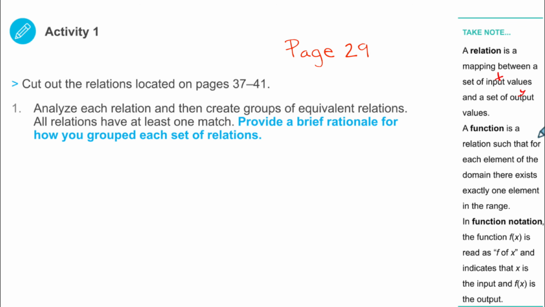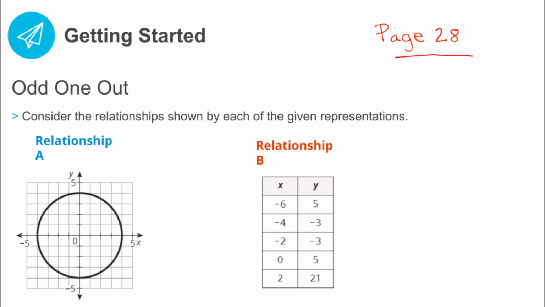And if every input has only one output, then we call it a function. And then function notation is read f of x. That's some good review. Now, as I said, we like to hop around in the book a little bit. So let's go back to page 28.